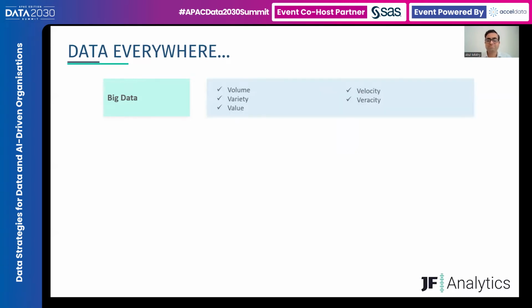So in big data terms, generally we refer to the 5 V's: volume, variety, value, velocity, and veracity. Volume is a huge amount of data. Variety covers structured, semi-structured, and unstructured data. Structured data is organized data stored in a relational database, with a predefined length and form of data.